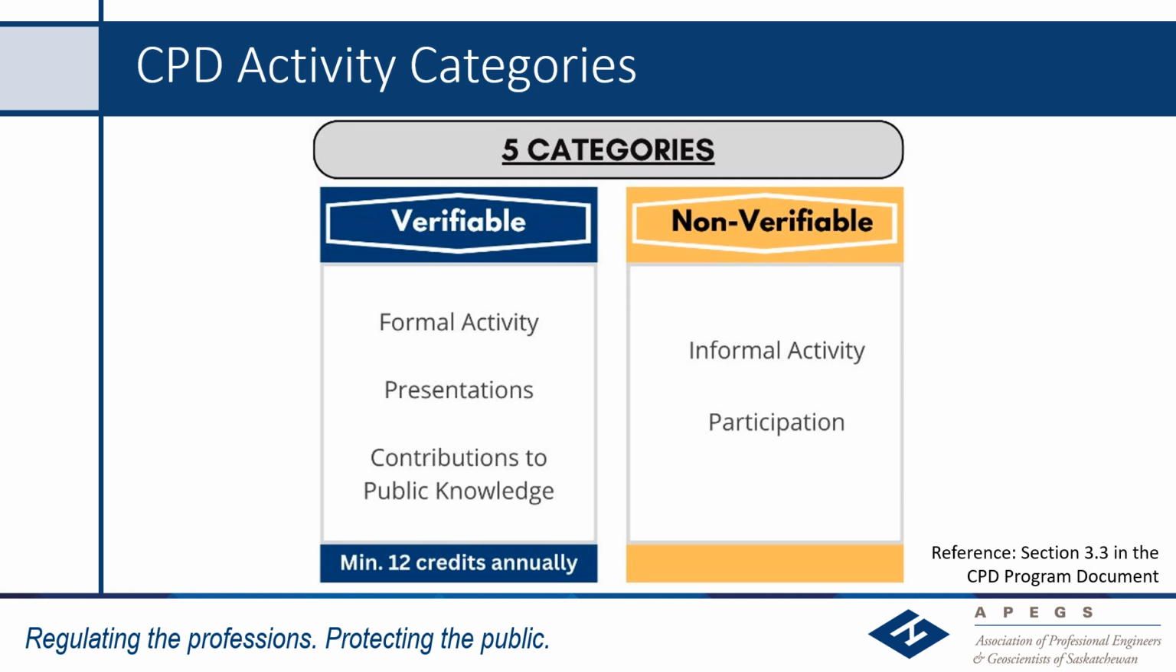The non-verifiable activity categories are informal activity and participation. Non-verifiable activities are learning activities that are not required to be objectively verified by a third party. Supporting documentation is not required for these 2 categories. While it's possible to earn credits in all 5 categories, it's not common or required. As long as members accumulate credits in at least 2 of the 5 categories, with one of them being a verifiable category, they will be compliant for this portion of their annual requirements.